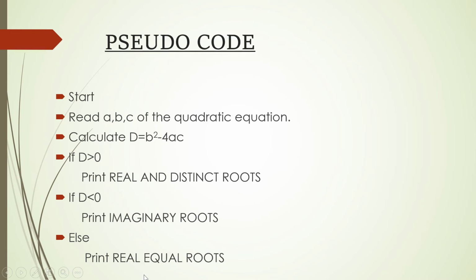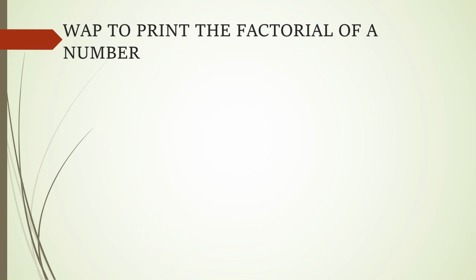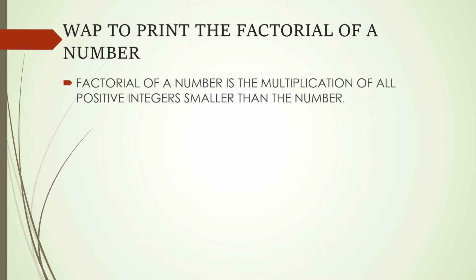So next we will move on to the next program, that is write a program to print the factorial of a number. Now those who don't know what the factorial of a number is, factorial of a number is the multiplication of all the positive integers smaller than or equal to the number. Let's take an example: 5 factorial, where the exclamation mark is used for denoting factorial. What will be the value of this? 5 into 4 into 3 into 2 into 1, and this is the value of 5 factorial, that is 120.